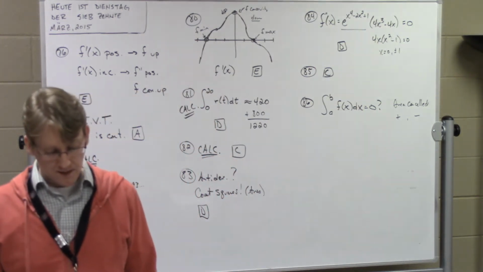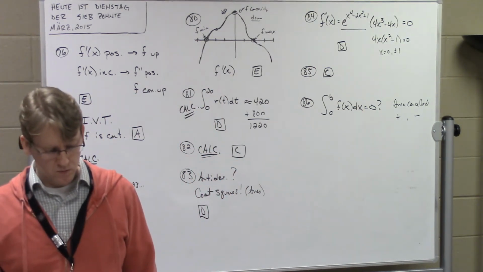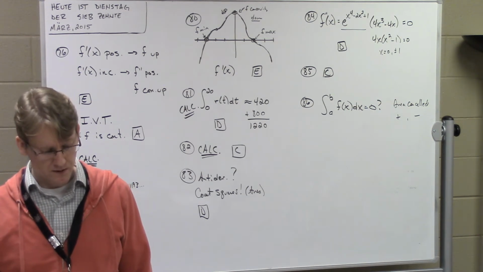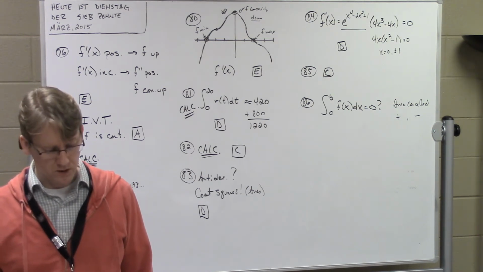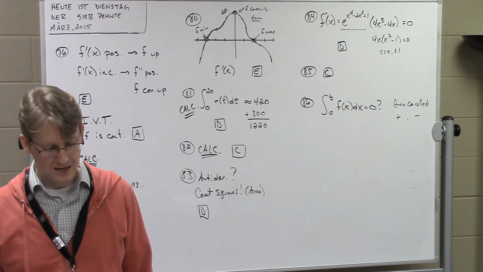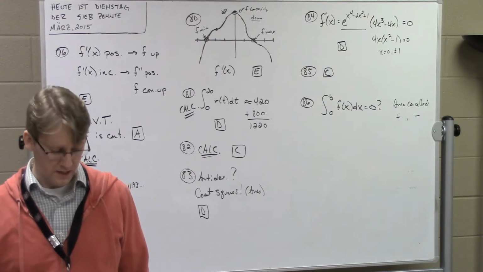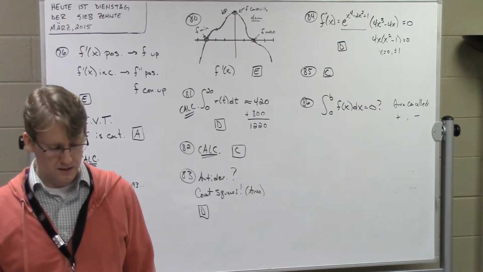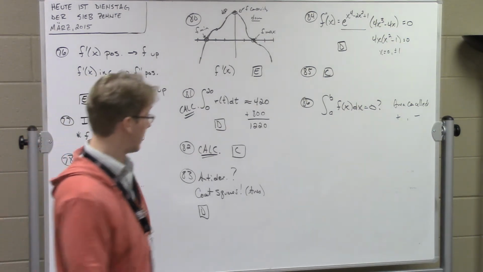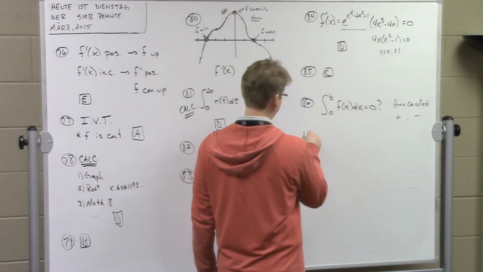87, the graph of f double prime. Ooh, f double prime, the second derivative is shown. What are all intervals on which the graph of the function f is concave down? This is 87. I got it, okay.